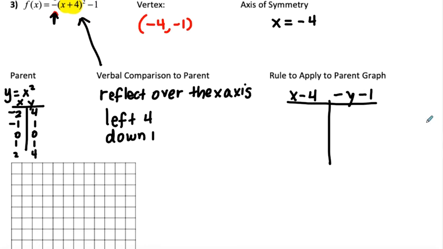Okay, I'm going to come down a little bit, and let's see. I'm going to apply the rule to the parent. Negative 2 minus 4 gives me negative 6. Negative 1 gives me negative 5. 0 minus 4, negative 4. Negative 3, and negative 2. All right, all my y's. So I'm going to get negative 4 minus 1, which gives me negative 5. Negative 1 minus 1, which gives me negative 2. 0 minus 1 is going to give me negative 1. Negative 1 minus 1 gives me negative 2, and negative 4 minus 1 gives me negative 5. But again, you can see the symmetry in the table.